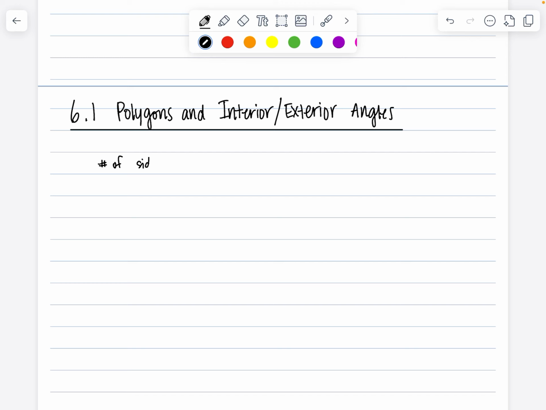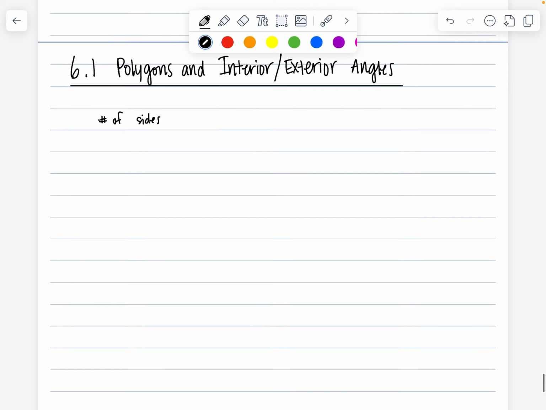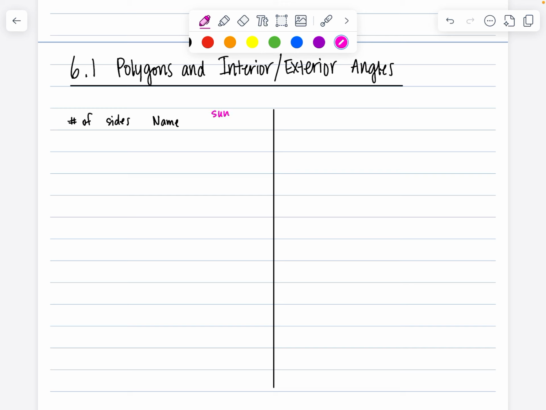Number of sides. We're going to split this right down the middle because we're going to have a lot of different polygons that we're going to talk about. I probably should move this over a little bit more. Number of sides along with its name, that's a separate column. And then last but not least, this is going to be in pink. You don't have to copy this down, but it'd be nice to know the sum of interior angles.